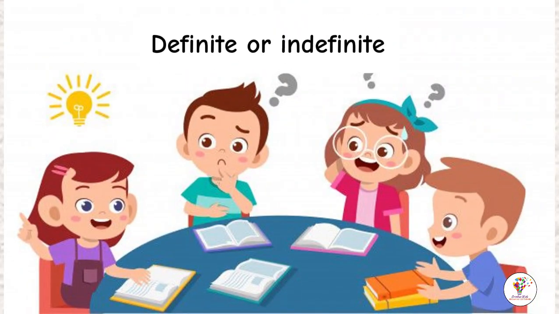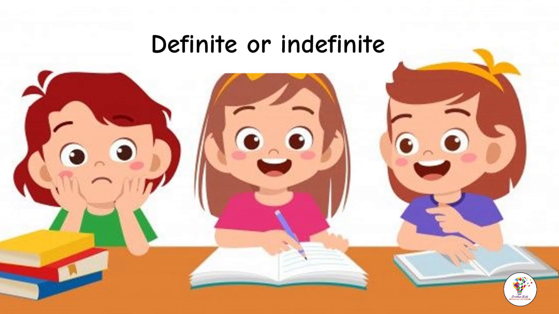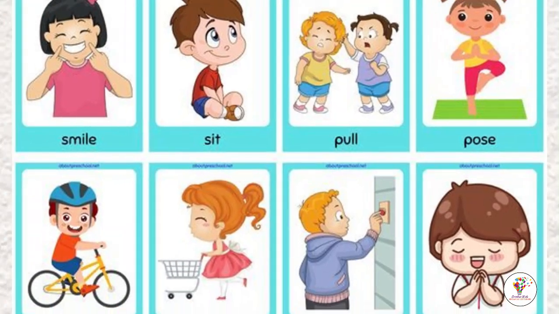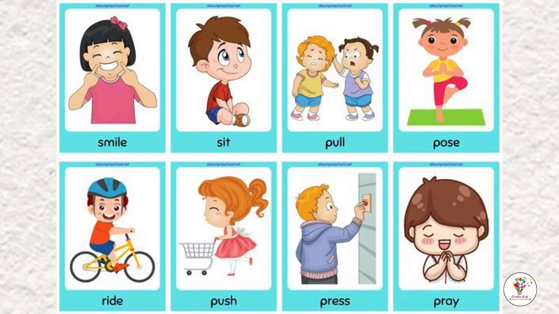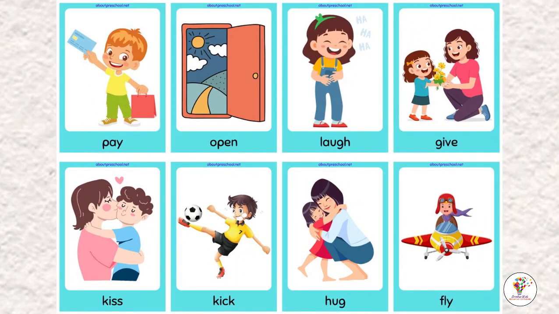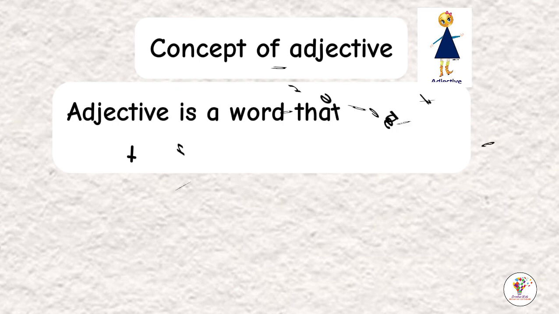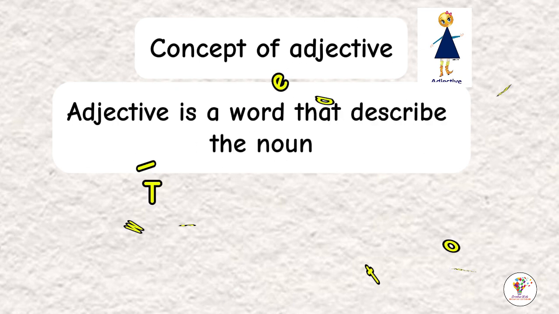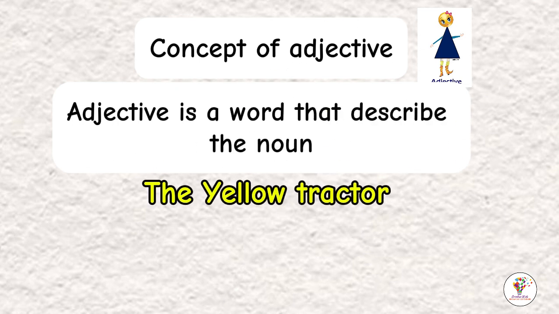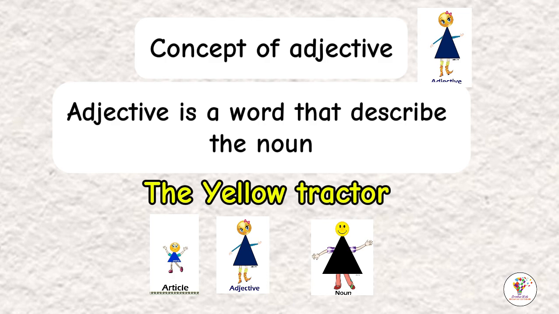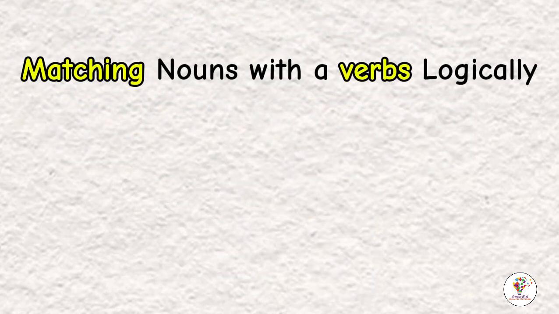Sometimes our child does not want to know the terms indefinite, definite. Don't tell, but clear his concept through flashcards, because the concept of adjective and article is very important. And also repeat the concept that an adjective is a word that describes the noun. The yellow tractor, so yellow is the adjective. Very helpful is matching nouns with the verbs logically.